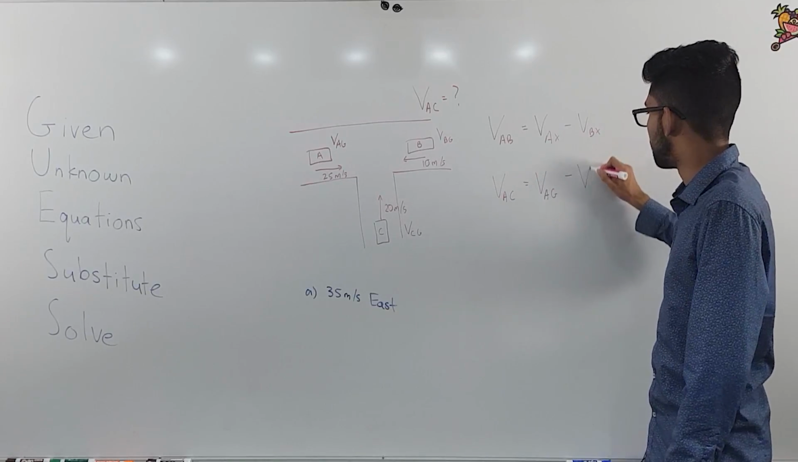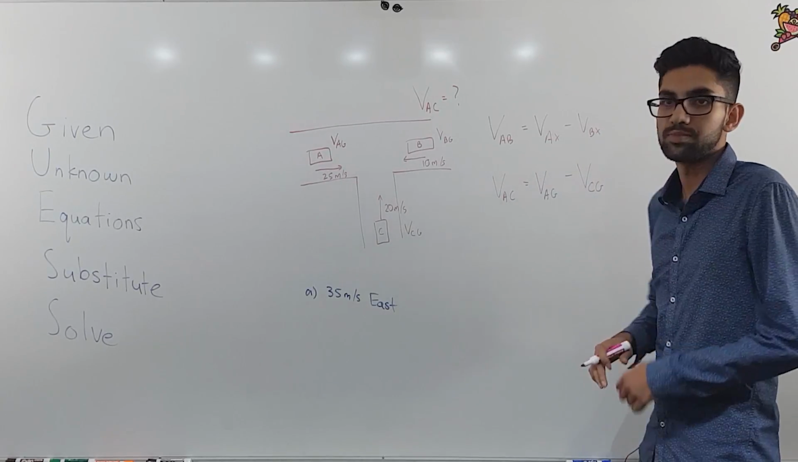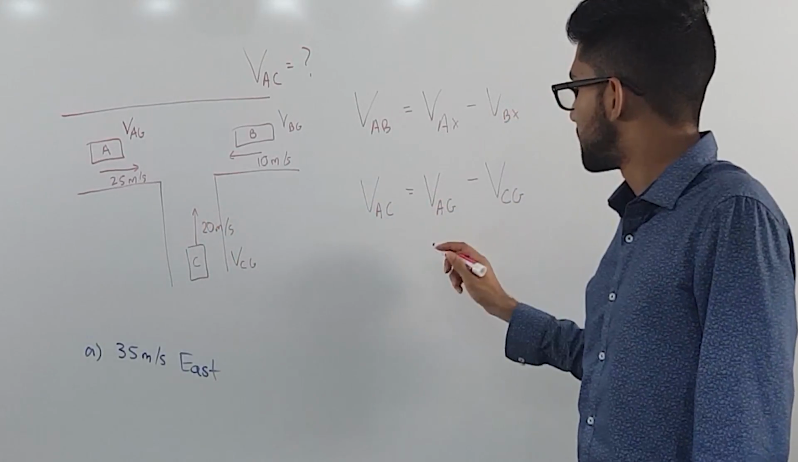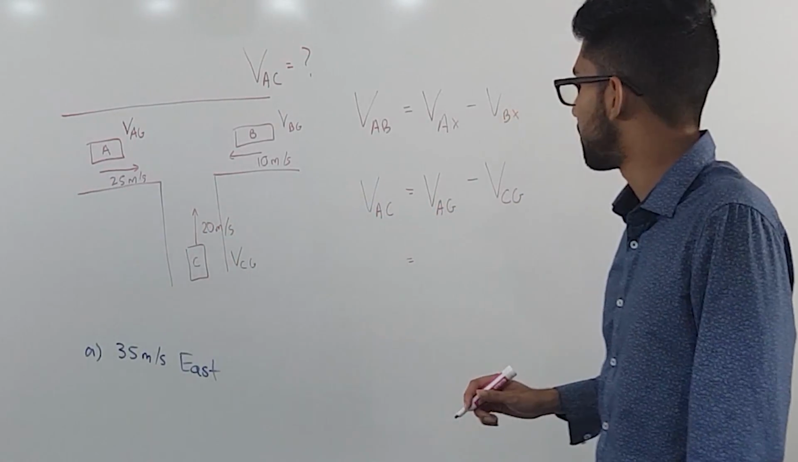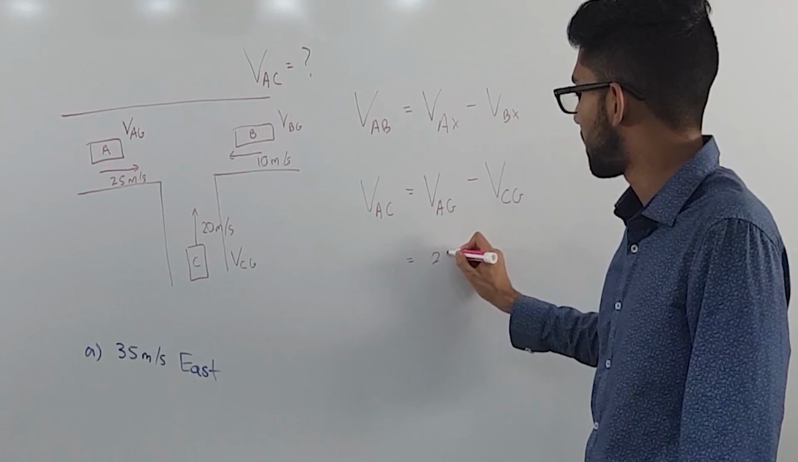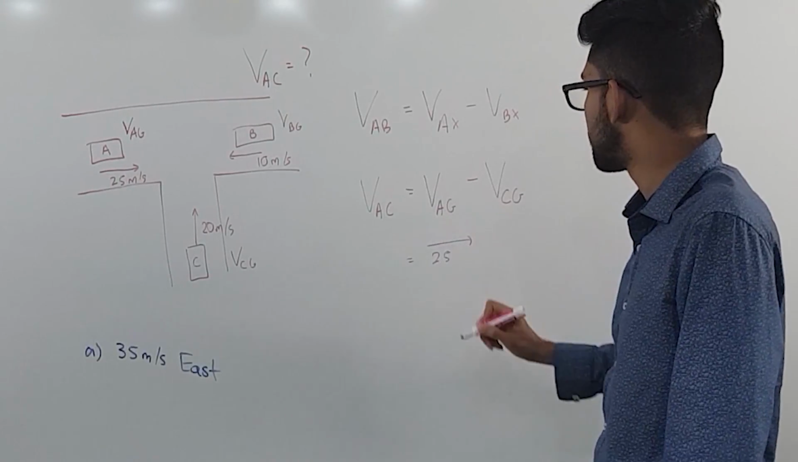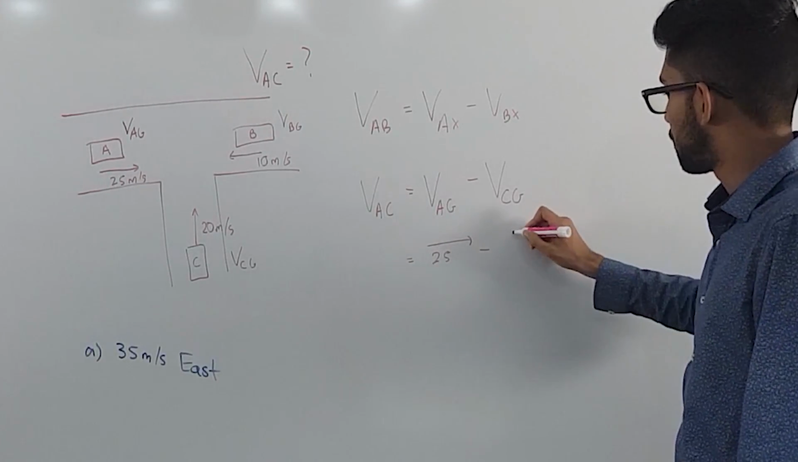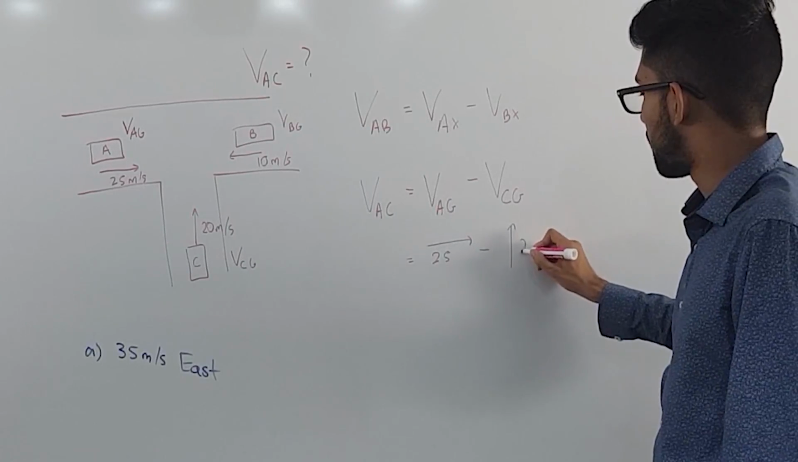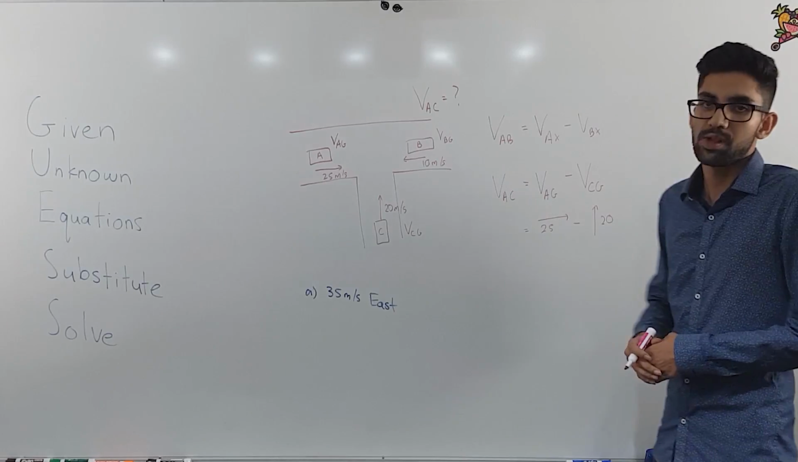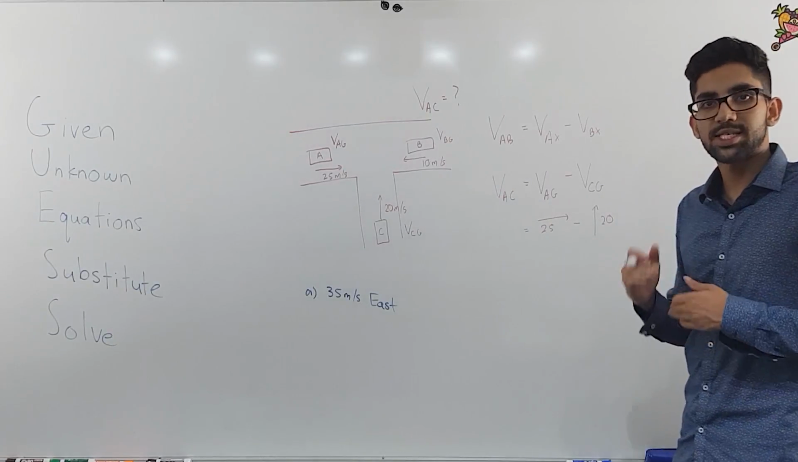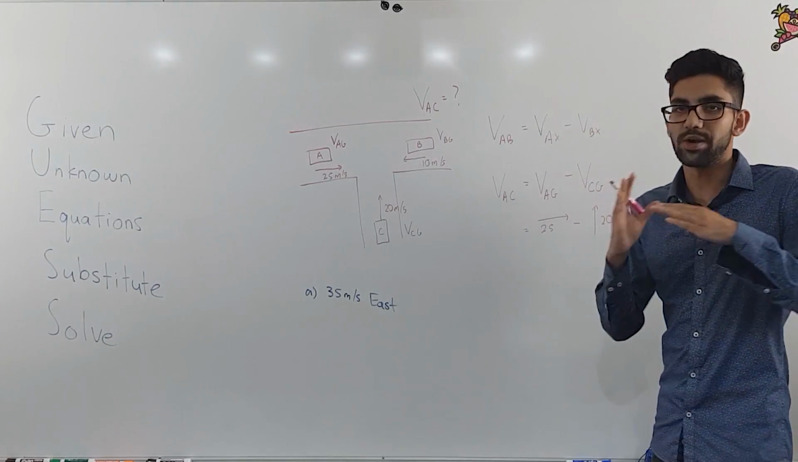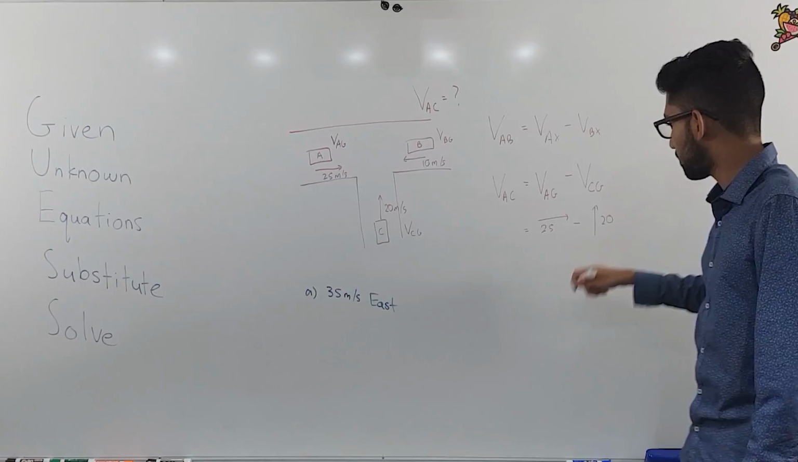VAG minus VCG. So now we'll substitute these values in and we can see we have VAG, which is 25 to the right, minus 20 up. Okay, so we have another vector subtraction. This time it's a little bit different because they are going in different directions.